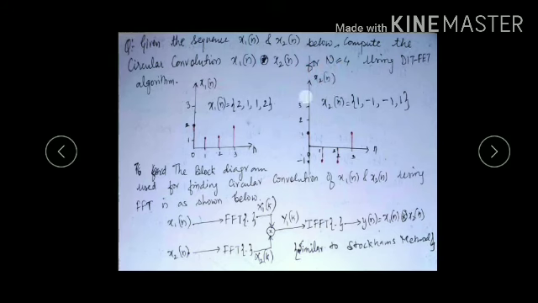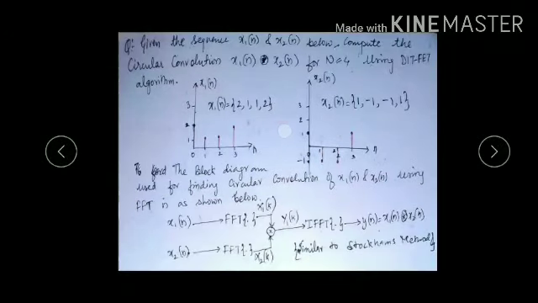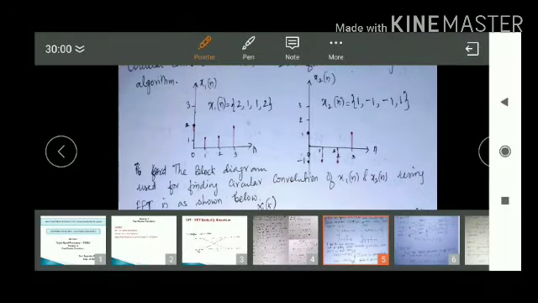It is a graphical representation. So x1 of n: at 0 you have 2, at 1 you have 1, at 2 the amplitude is 1, at 3 the amplitude is 2. So x1 of n is 2 1 1 2. Similarly, the value of x2 of n is 1 minus 1 minus 1 1.